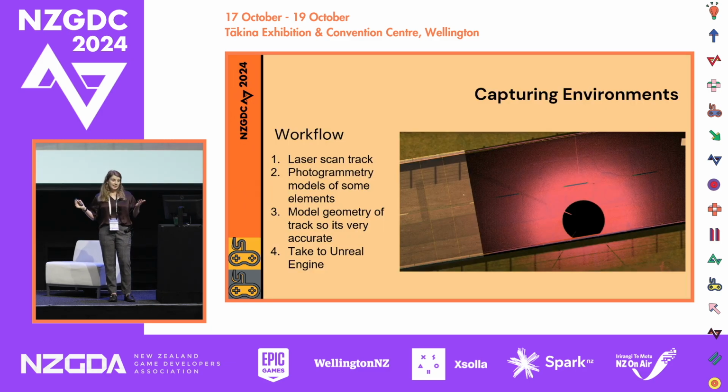So they basically scan the track. They go through and take pictures of specific elements that they want to have, like some high poly meshes, which look very realistic on the sides of the track. They take a load of pictures of the whole environment for the texturing, and then they model the geometry by going over and basically tracing the point cloud to create their models. And then they take it to Unreal Engine, and that's kind of their base environment.